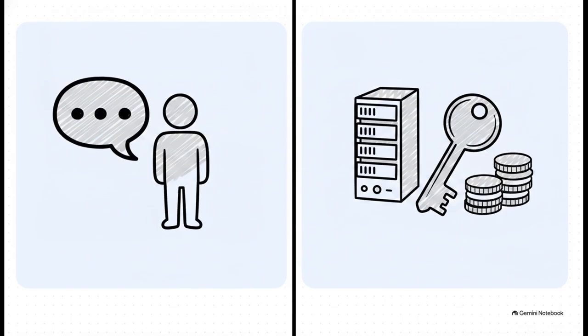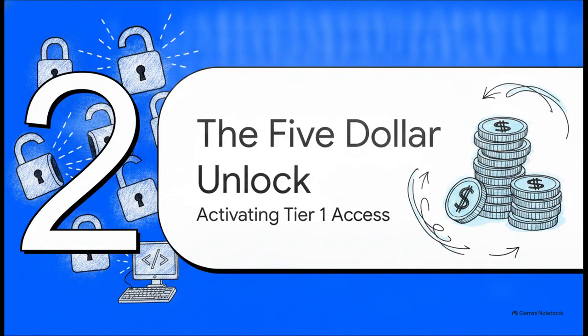On the complete opposite side of the wall, you have the Anthropic console. You'll find it at console.anthropic.com. That is where your API keys actually live, where your pay-as-you-go billing is managed, and where your token usage gets tracked. They are two entirely separate products with totally separate billing. Which brings us to our next section, the $5 unlock, and how to actually activate your Tier 1 access.